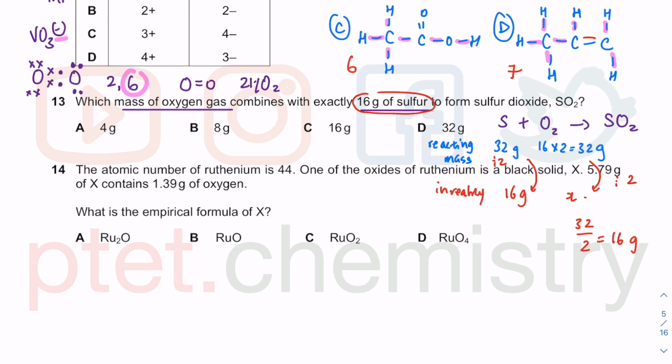So 16 grams there, you could put this as x. 32 times x equal to 16 times 32. You could get x equal to 16 grams of oxygen gas there.